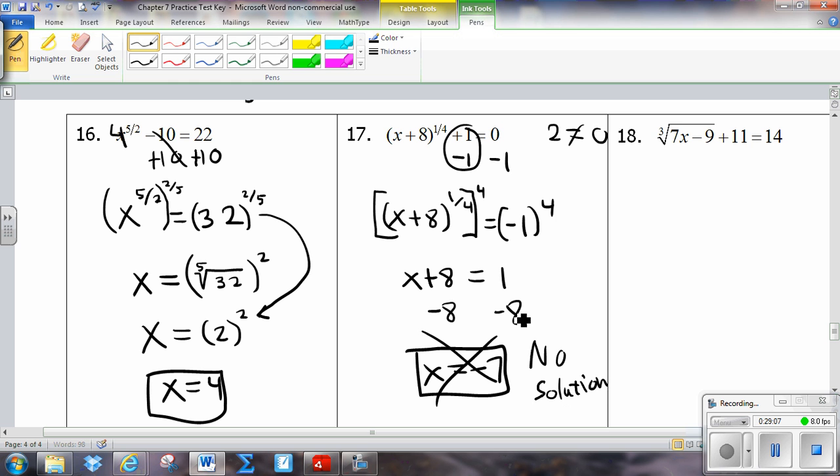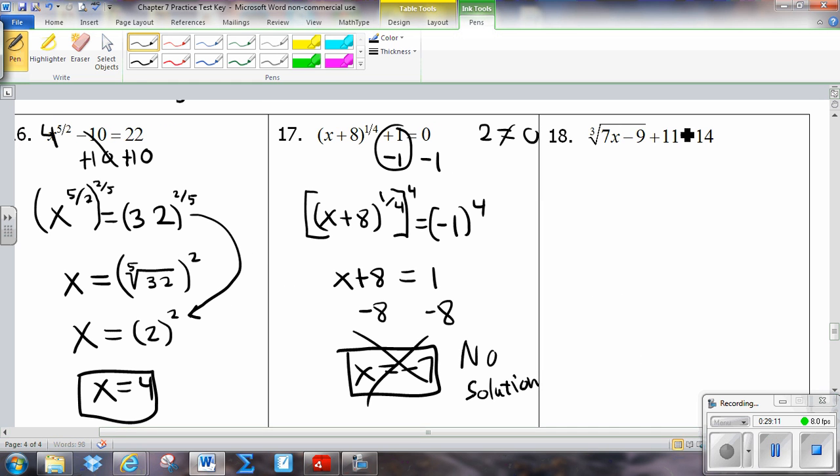But remember to plug in, make sure that it works out. If it doesn't work, make sure you show your check step. Okay, so next one. By the way, it was this part right here that messed everything up because a fourth root is an even root. There's no way to do an even root of this and get a negative out. So yeah, that should have given you a red flag that you're going to end up with no solution.